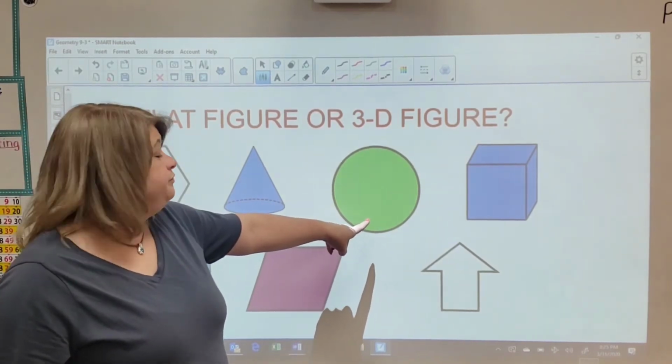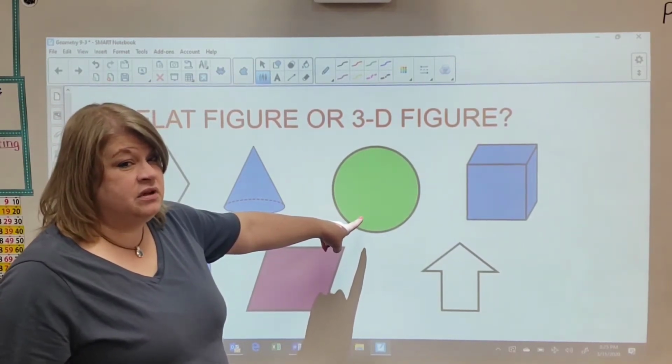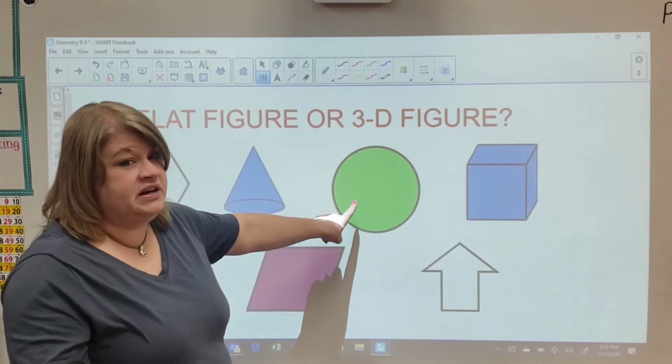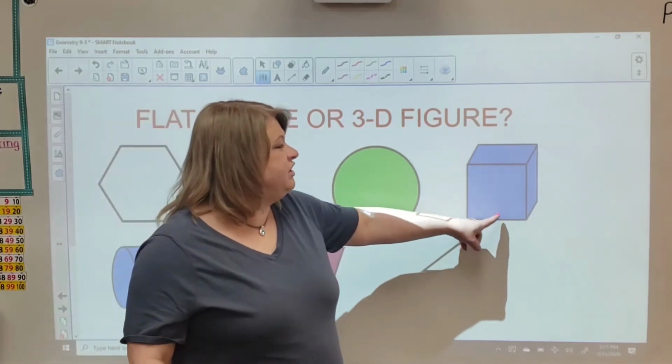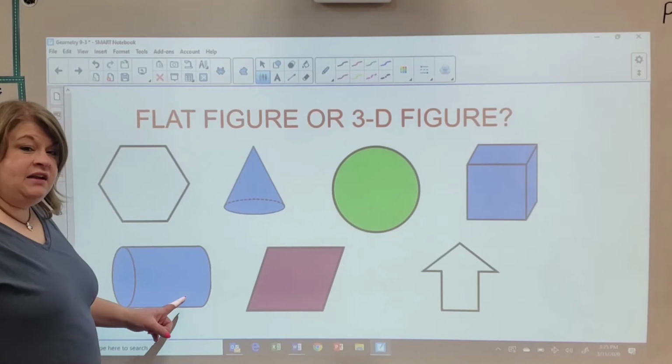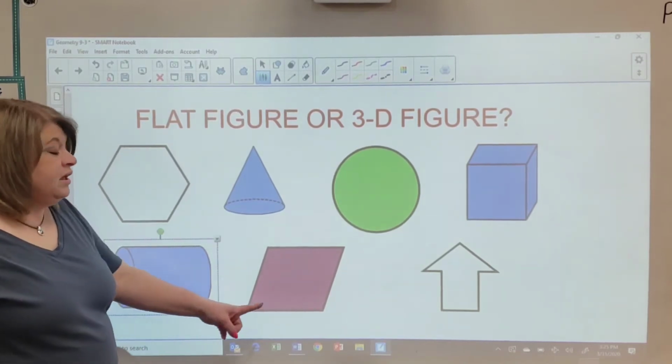This one? That's a circle. It's flat. We know it's not a polygon because it doesn't have straight sides, but it is flat. Is this flat? Nope, that's 3D. Is this flat? 3D. Is this flat?